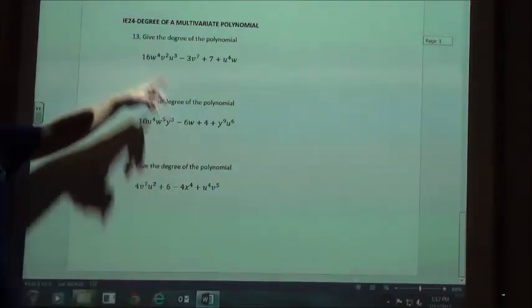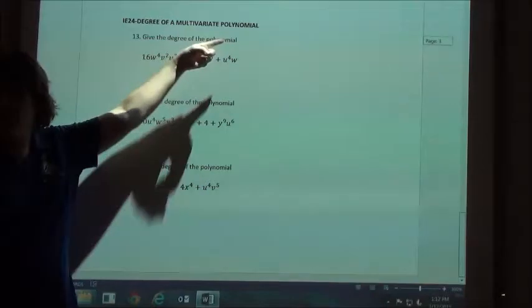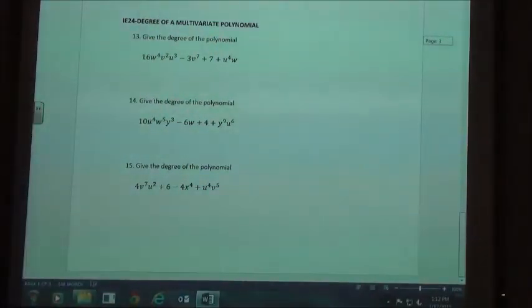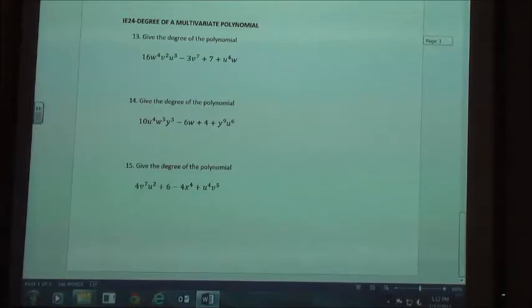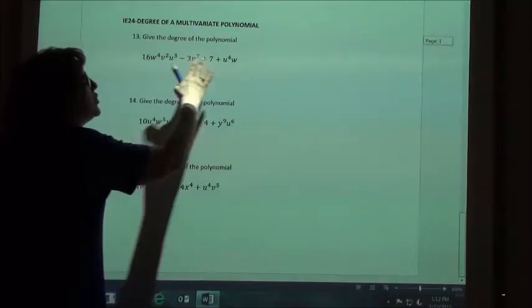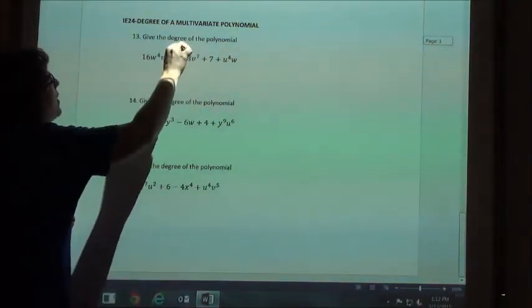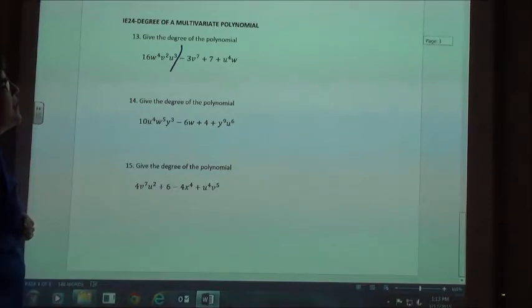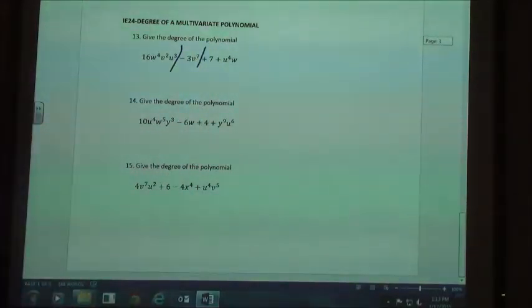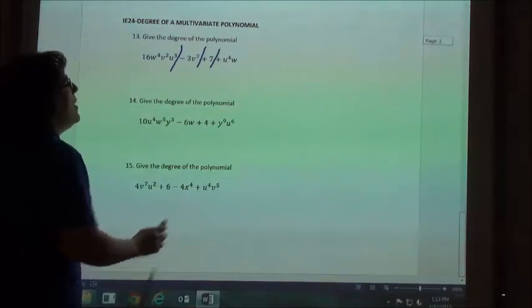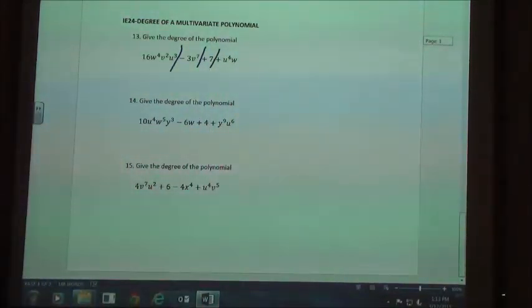Okay, so now we're going to do the degree of a multivariate polynomial. Multivariate just means there's a whole lot of variables. When you find the degree of each term, what you're going to do is add up the exponents. The degree of the polynomial will be the highest one that you get. So what I'm going to do is figure out the degree of each term separately. I have 4 terms in this problem. All the way to the minus sign, 16w to the 4th, v squared, u to the 3rd is one term. Here, the minus 3v to the 7th is a term. The plus 7 is a term, and then the u to the 4th w is also a term.